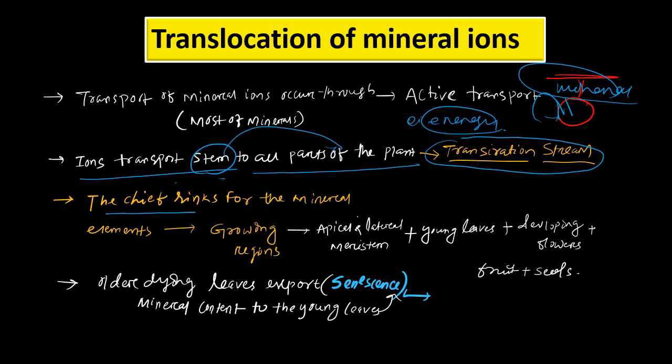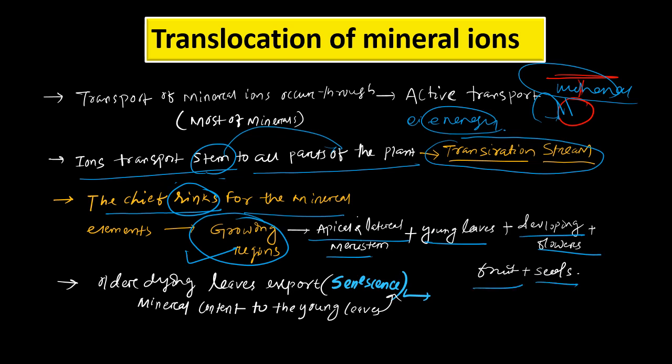The next concept is called sinks of minerals. What are the sinks of minerals? We see two parts: one is called source and the other sink. Source is where the production occurs. Sink means where the storage occurs. So these minerals are mostly stored in growing regions. These growing regions are apical and lateral meristems, young leaves, developing flowers, fruits, and seeds. So in these parts, the minerals are mostly stored.